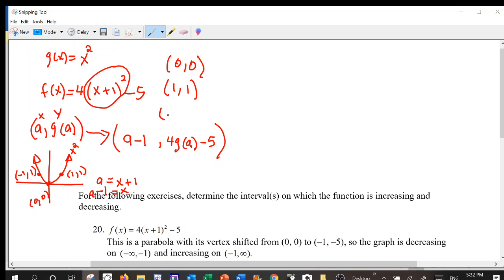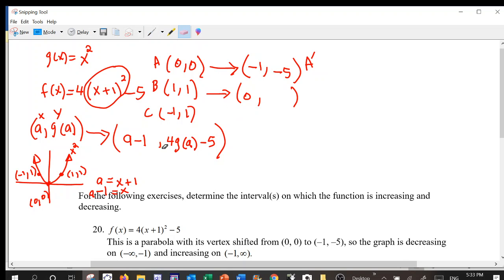So to graph this, we're going to take these points, 0, 0, 1, 1, and negative 1, 1, and see where they go. Let's see. 0 minus 1 is negative 1, and 4 times 0 minus 5 is minus 5. Let's call these A, B, C, and we call this A prime, which is what happens to A under this transformation. And what about 1, 1? 1 minus 1 is 0, and 4 times 1 minus 5 is negative 1.